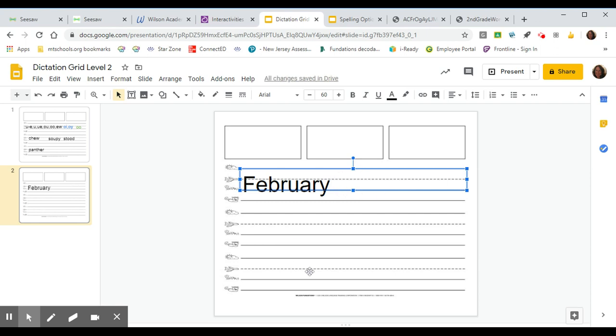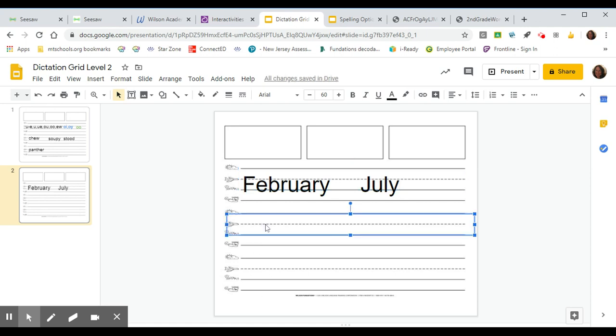Okay, the next word. Get ready for your trace. The word is July. July. Ready? Capital July. July. Now let's write capital July. July.